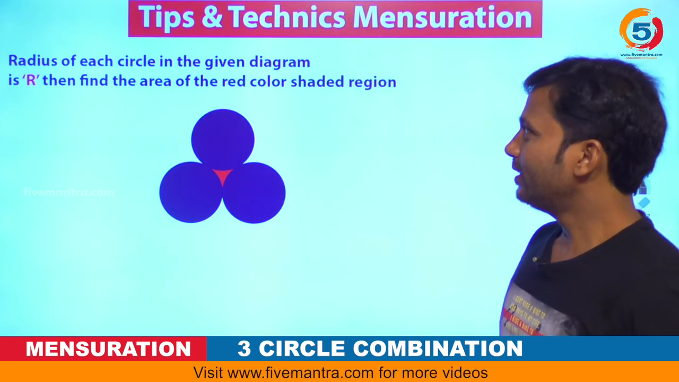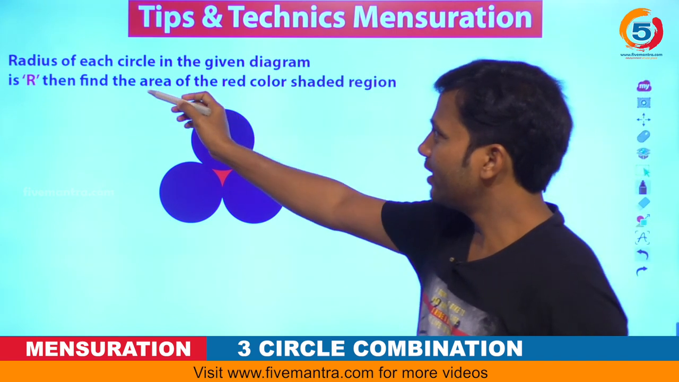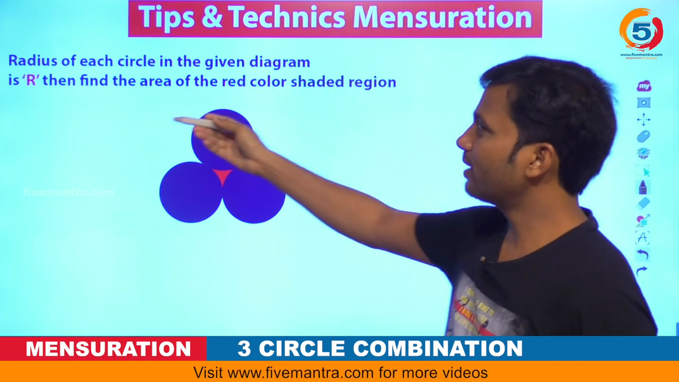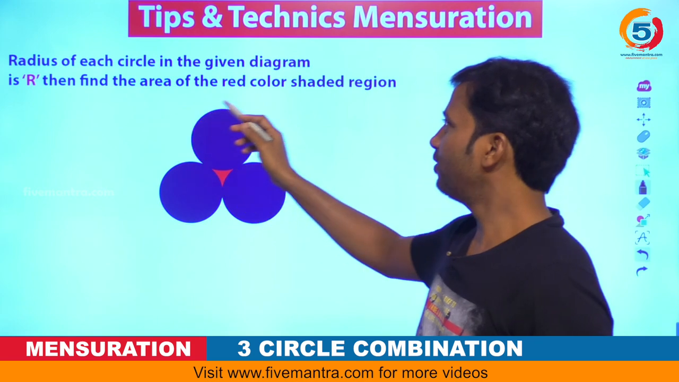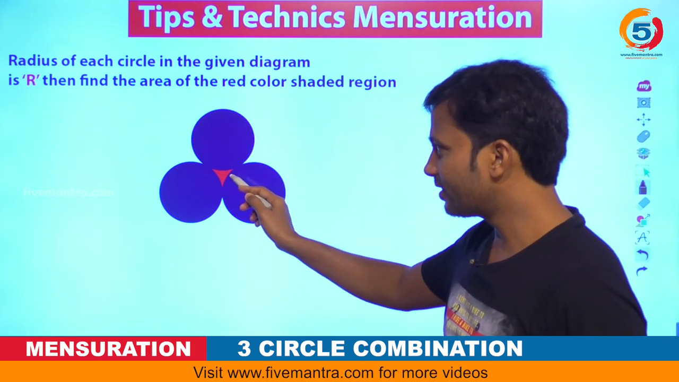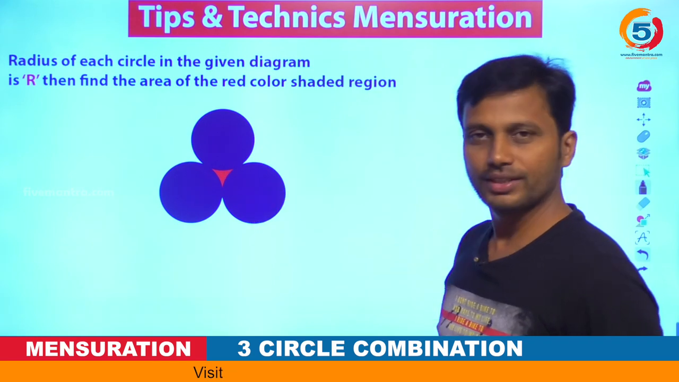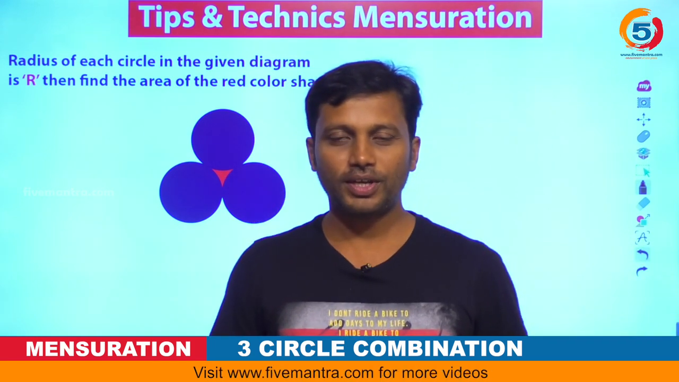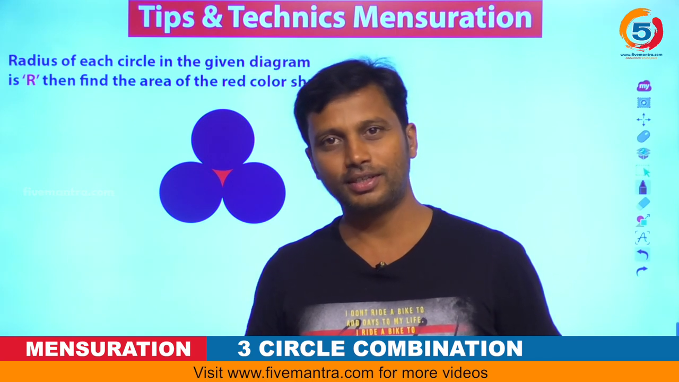Now here the radius of each circle in the given diagram is capital R. Then find out the area of the red color shaded region. Red color shaded region in the sense this middle portion, we need to find it out. Okay, let us see how to find it out.